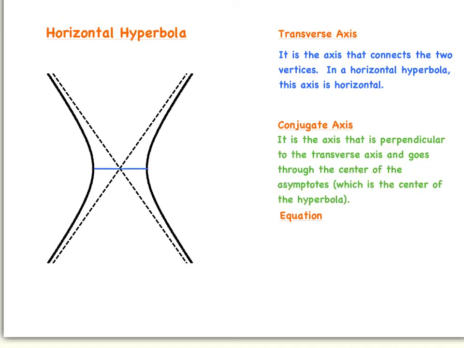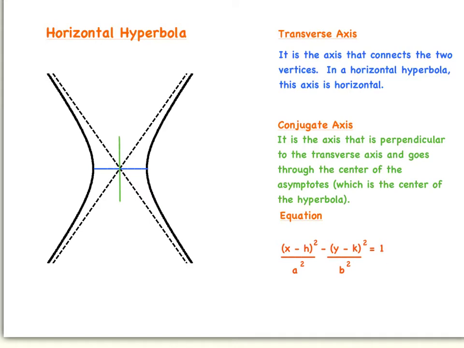Now the second type of axis is the conjugate axis. It is the axis that is perpendicular to the transverse axis and goes through the center of the asymptotes, which is the center of the hyperbola. The length of this conjugate axis is determined by the b value in the equation. So why don't we go ahead and look at what the equation is. It is x minus h squared divided by a squared minus y minus k squared divided by b squared equals 1.